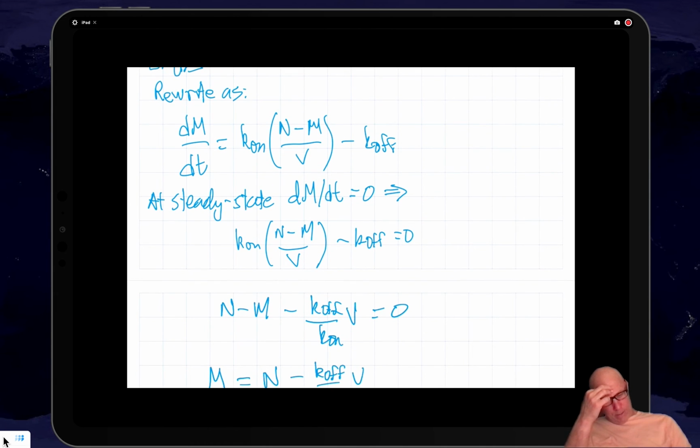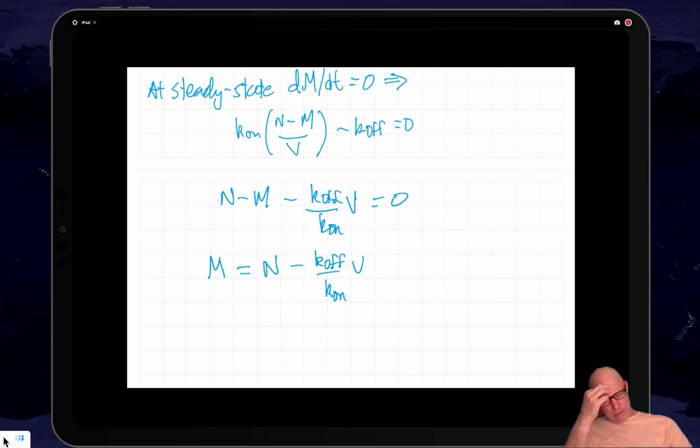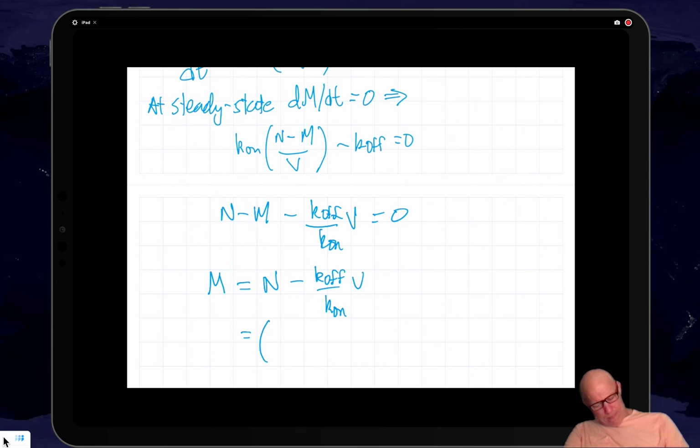So I start with the differential equation. I set the rate dm/dt equals 0. That leaves me with this equation. I multiply by v and divide by k_on. That leaves me with this. And as a last step, I can write this as n over v minus k_off divided by k_on, times v.